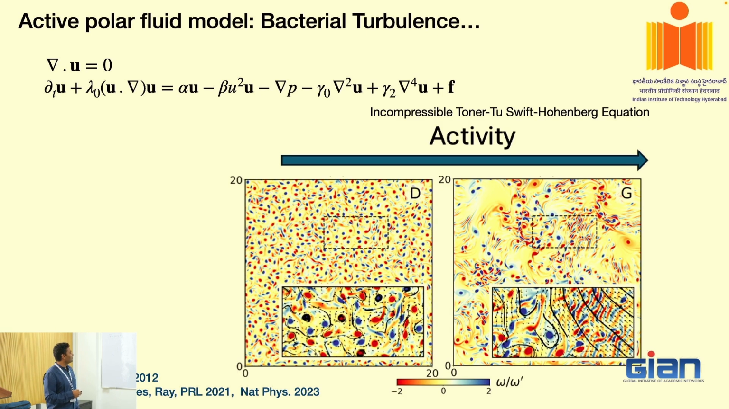So basically what happens if this gamma 0 starts to dominate is that your small scale activity is going to dominate. So if you keep your alpha fixed and you keep on increasing gamma 0, you will see that small scale structures will start to become more and more dominant.